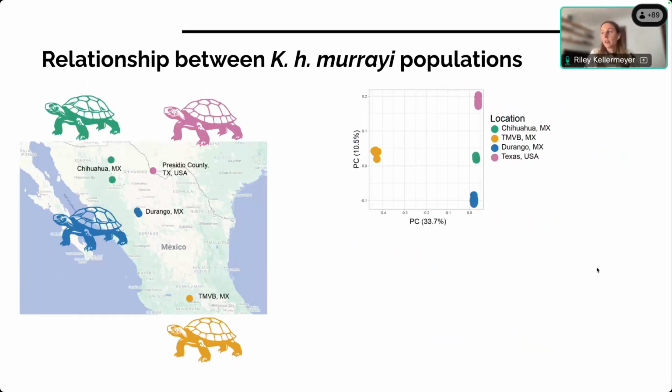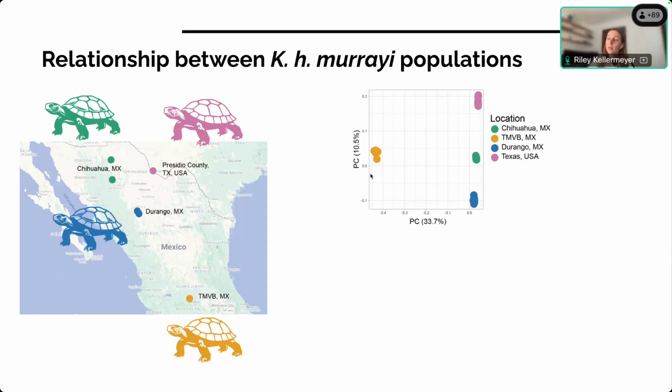So when we look at just our murrayi populations, we narrowed our data set down to areas where we had a lot of individuals and could get a really good sense of their population structure. A couple of sites in Chihuahua, a couple sites in Texas, Durango, and then our TMVB population. And when we plot them how we did previously, where you can show how genetically similar individuals are to each other, we get a cluster of the southern population, fairly distinct from all of the northern populations. And each of those northern populations are distinct from each other.